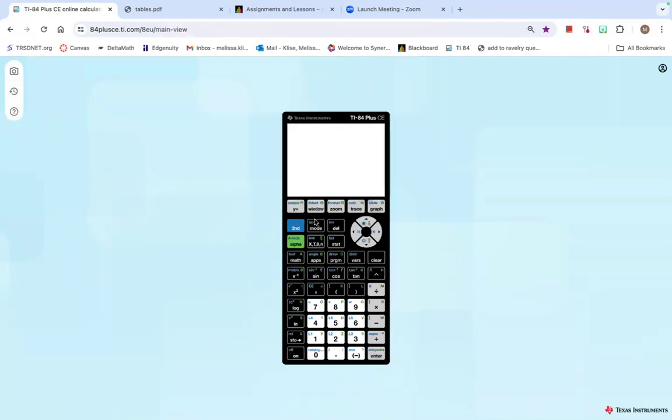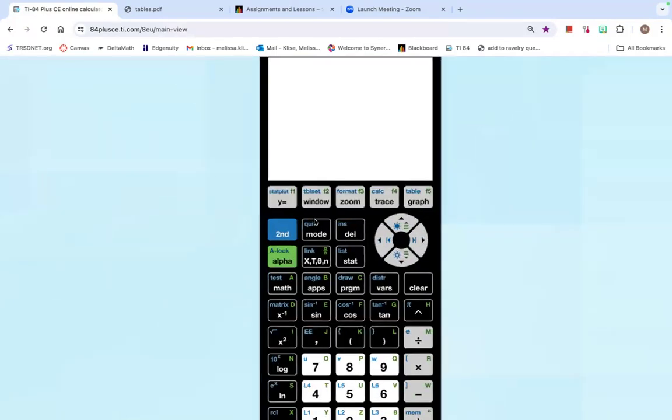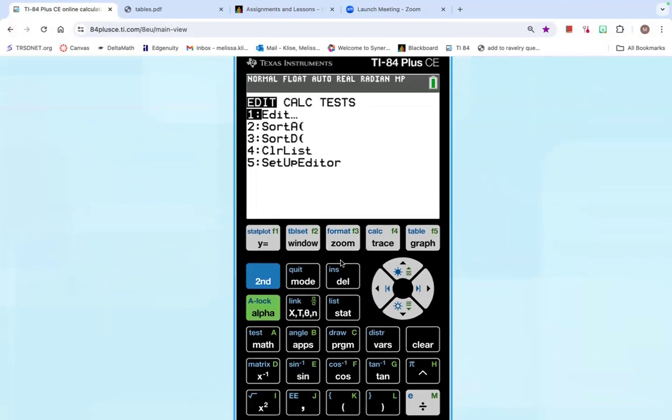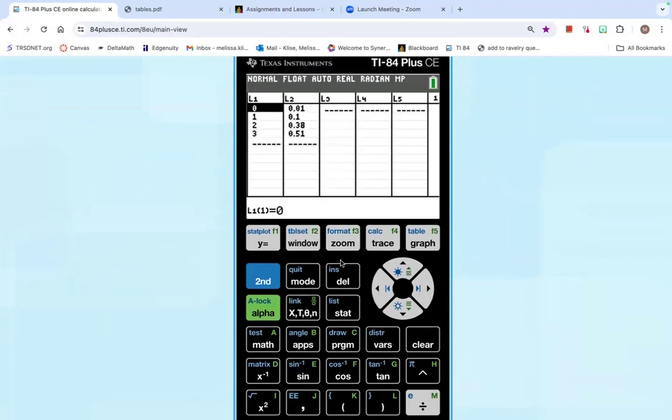Okay, let's see. Make it bigger. Make it smaller. Hit the stat button. Let's see what happens. There we go. Okay, so stat, edit. I'm going to go up and clear enter to get rid of that. I'm just going to put these values in. Feel free to put them in along with me, unless you've already started doing that. 35.7, 37.2, 4.1.